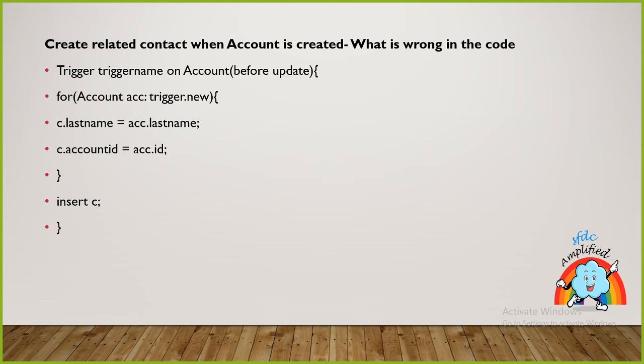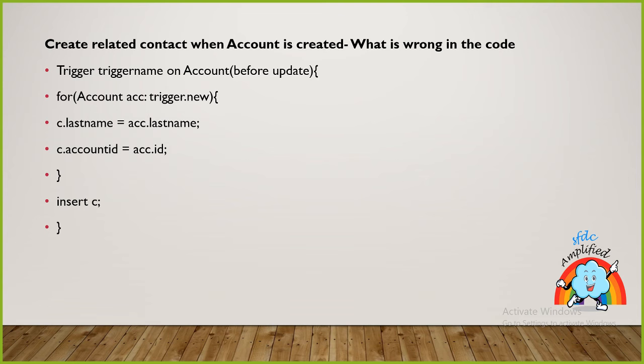The trigger name is on account. The trigger should be on contact, after insert. Then for account ACC in Trigger.new. I'm a bit confused here actually. This becomes more confusing when we see it like this as compared to when we are writing, but that helps to understand more.